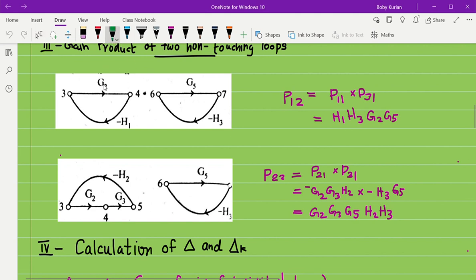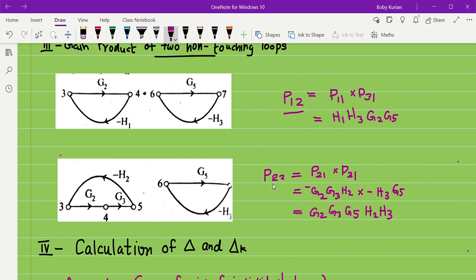So G2 minus H1, and we have to multiply it with the gain of the next loop, that is G5 minus H3. So as a whole this will be equal to H1 H3 G2 G5. Okay, G2 G5 H1 H3, minus and minus will become plus here. So that way we have to find the gain products of two non-touching loops, taken as P12. Okay, first two non-touching loops.